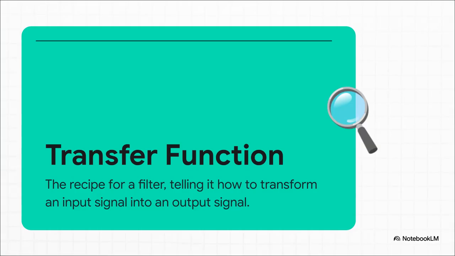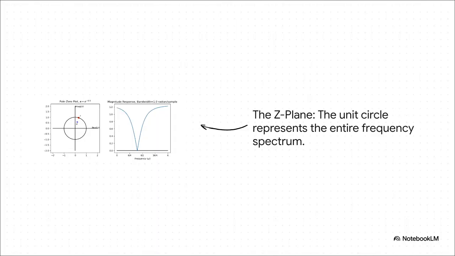You know, every filter has this core recipe. It's called a transfer function. And when you boil it all down, it's basically just a fraction, with one polynomial on the top and another on the bottom. That simple recipe dictates literally everything the filter is going to do. Now, here's where it gets really cool. We can actually visualize that recipe on this map, the Z-plane.